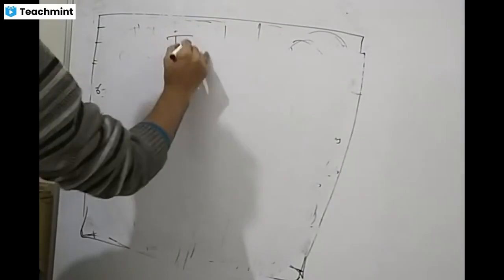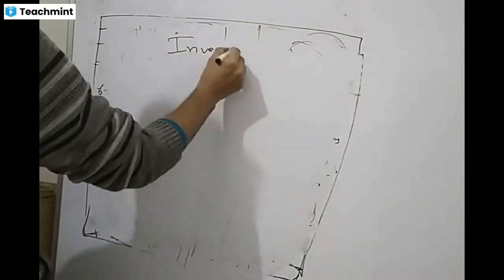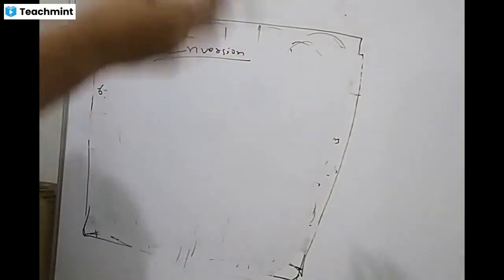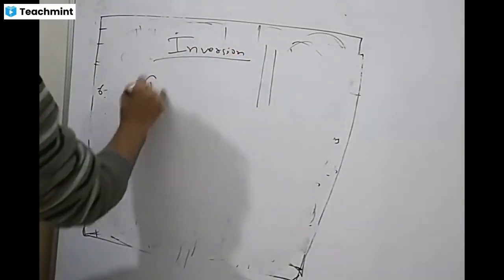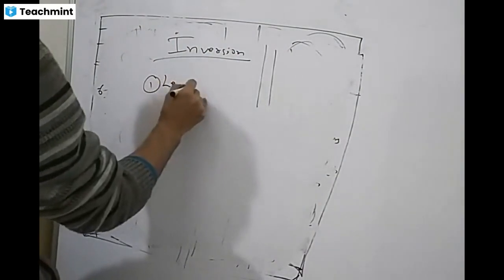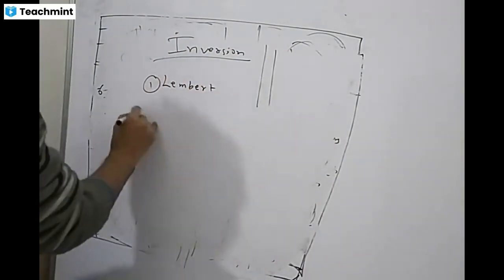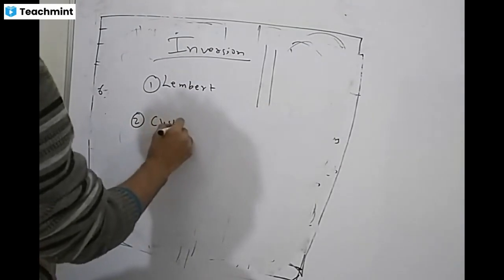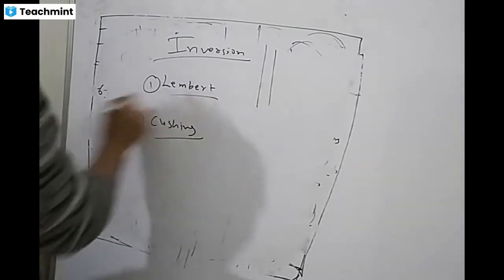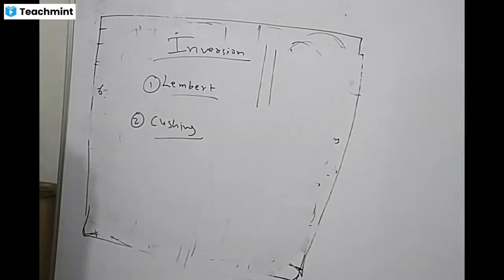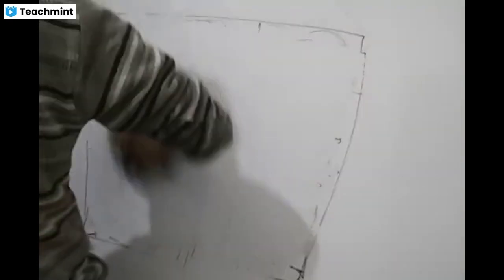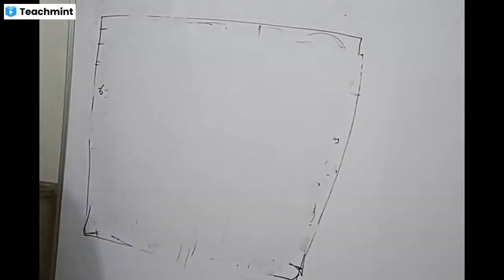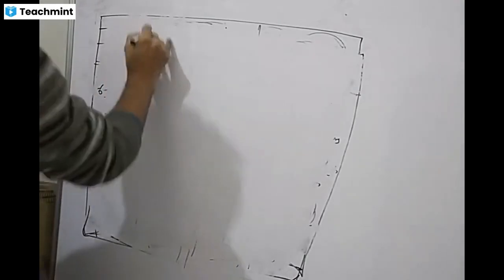Then there are some inversion types of pattern. They invert the edges. First is Lambert, second is Cushing. First we'll see these two. There are many others, Jobert, Cornell, and bursting sutures. So first we'll see the Lambert.